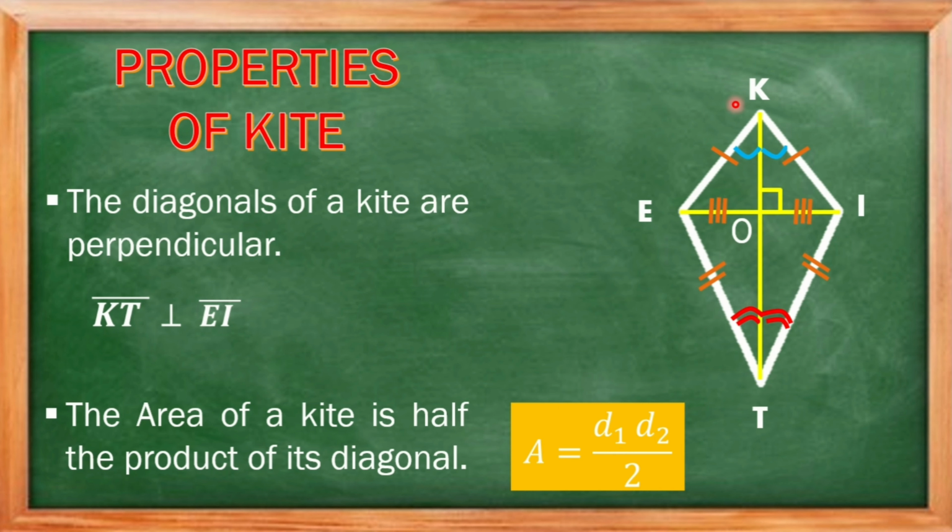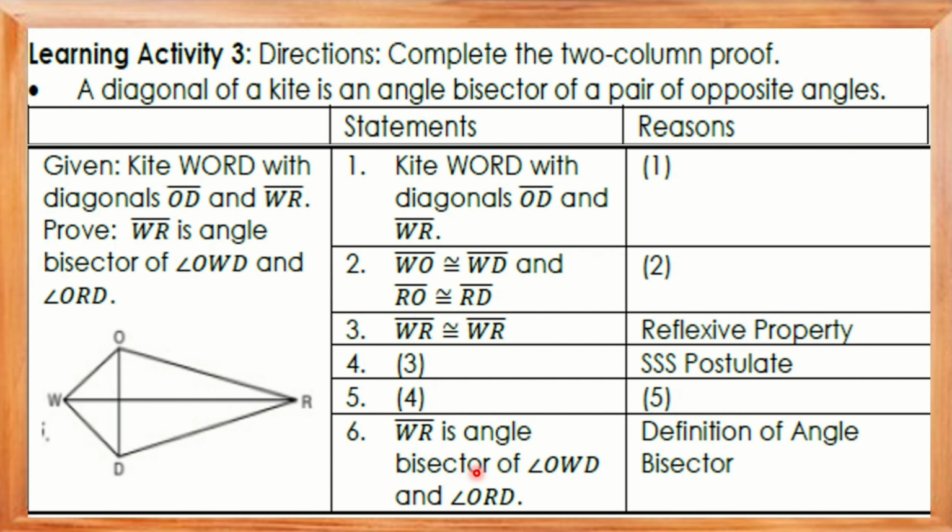Halimbawa, ang measure ng longer diagonal ng kite na to ay 8. Tapos, ito ay 4. So, 8 times 4 is equals to 32 divided by 2. Yun ang area ng kite. Okay? So, let us continue and let's proceed to learning activity number 3. So, ito na yung last activity natin for this video.